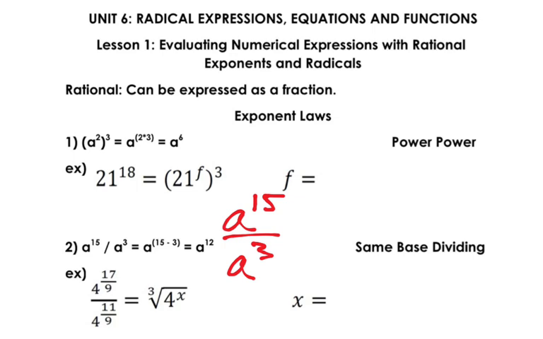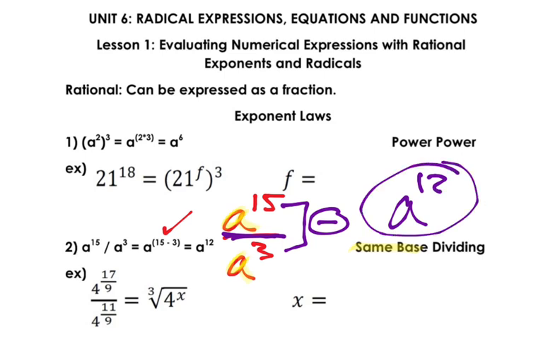And because we are dividing, that actually means you're going to be subtracting the exponents. So again, you have a and a. It's the same base. That's why it's called the same base dividing rule. Because we are dividing these, you are going to take those exponents and you are going to just subtract them. So 15 minus 3 is going to be 12, and that is why you see an a to the 12th power written down as that answer.